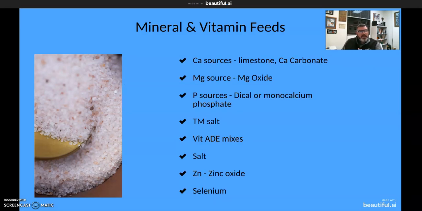Kind of getting towards the end of our first segment here. Some mineral and vitamin feeds, and this is nowhere near a complete list. But calcium sources, we're generally talking about limestone or calcium carbonate. Magnesium, mag oxide. Phosphorus sources, the most common one is dicalcium phosphate. You'll see trace mineralized salt mixes, vitamin A, D, E mixes to cover your vitamin needs. Just straight regular white salt, which is kind of what's pictured here. Zinc oxide for your zinc needs, and selenium. So a number of different options here, and again, this is an abbreviated list, but gives you an idea of some of the things that we might be considering.